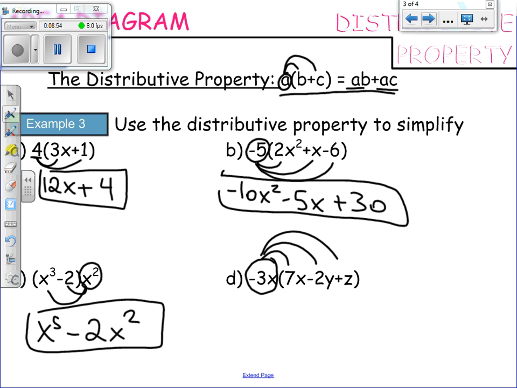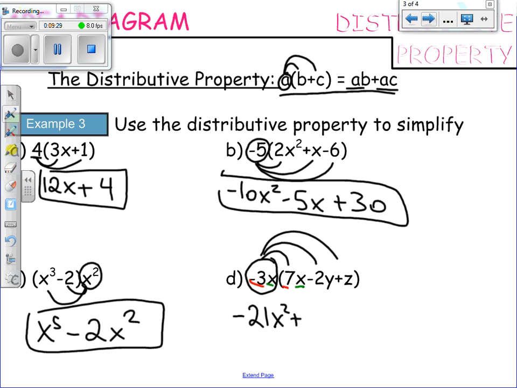Negative 3x times 7x. So take your coefficients, your numbers, multiply them together. Negative 3 times 7 gives you negative 21. Then take your x and multiply them together to give you x squared. You do the same thing. Take your negative 3 and multiply it by negative 2. That'll give you positive 6.